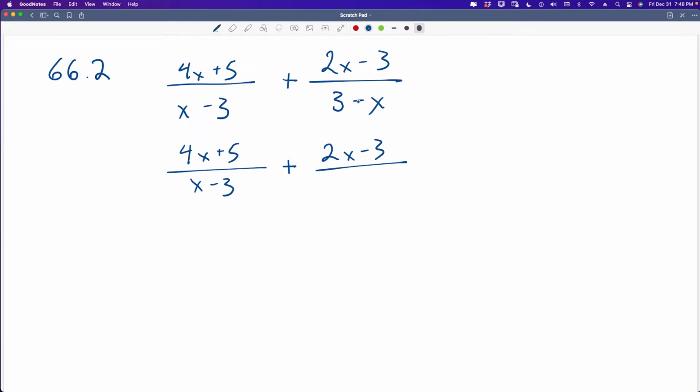But the negative sign has to stay with the x. So negative x, and this is a positive 3 plus 3. Okay, so I just rearranged it. Now I can see that I need to multiply this by a negative 1. But if I multiply this by a negative 1, I have to multiply this by a negative 1 to keep it the same value of a fraction. So negative 1 over negative 1, and then we multiply. This remains the same.